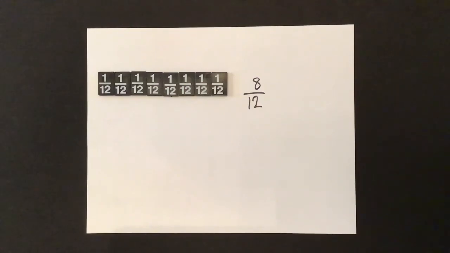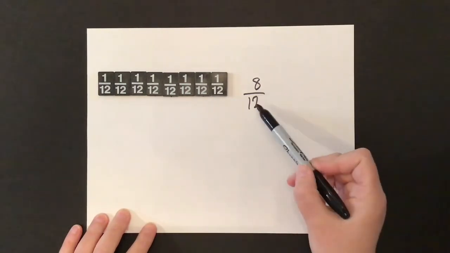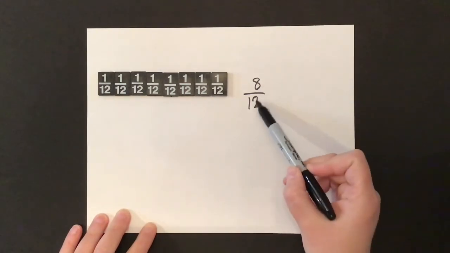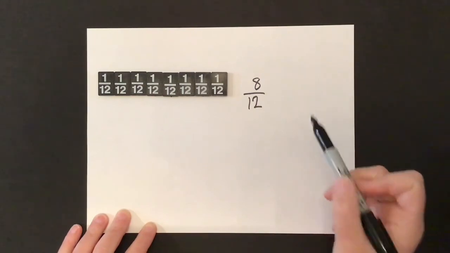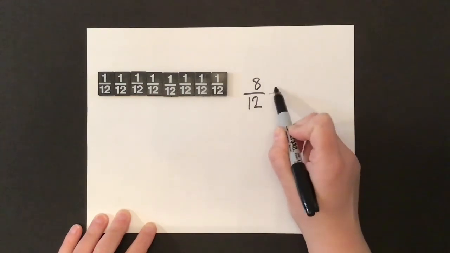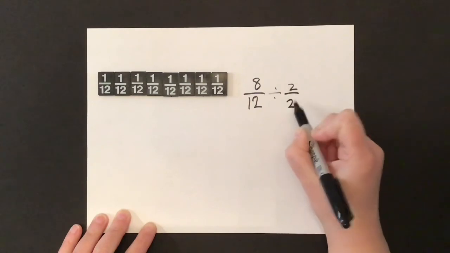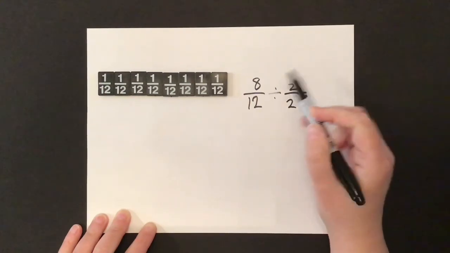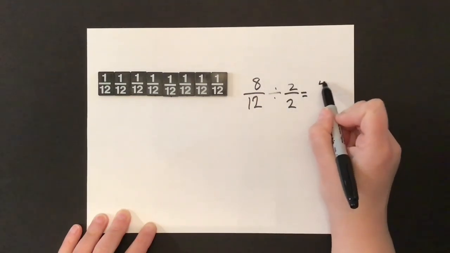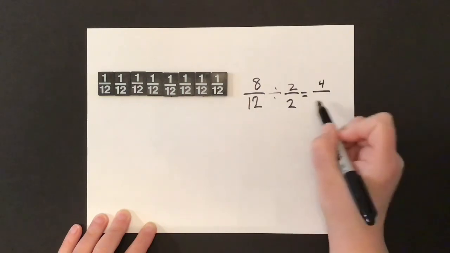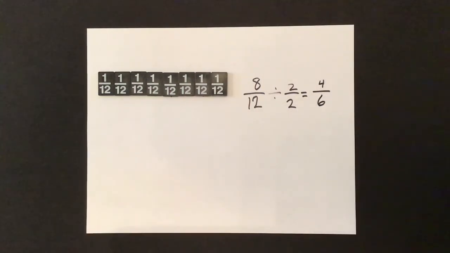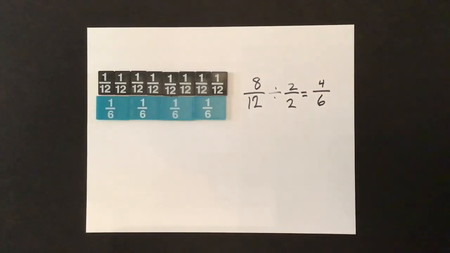So one more example. Let's find a fraction that's equivalent to 8/12. Now when I look at 8 and 12, I see right off the bat that these are both even numbers, which means that I can divide by 2. So we'll divide by 2 halves. 8 divided by 2 equals 4. 12 divided by 2 equals 6. So we get 4/6, and those are equivalent.